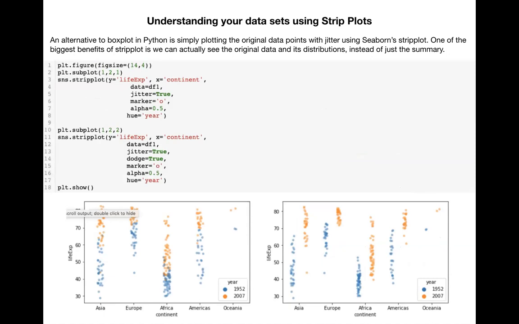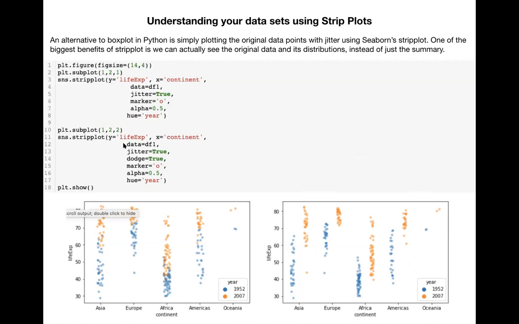So another one you can do with Seaborn, and sometimes people use these a lot, especially in statistics, is that you can plot the data points with jitter using Seaborn's strip plot. One of the biggest benefits of strip plot is you can actually see the original data points in one axis and how they are distributed along the axis here.